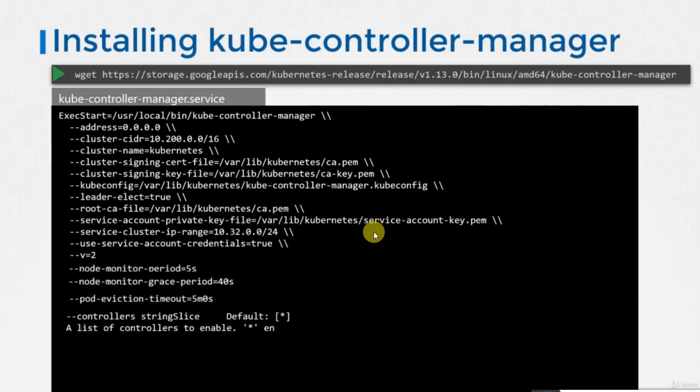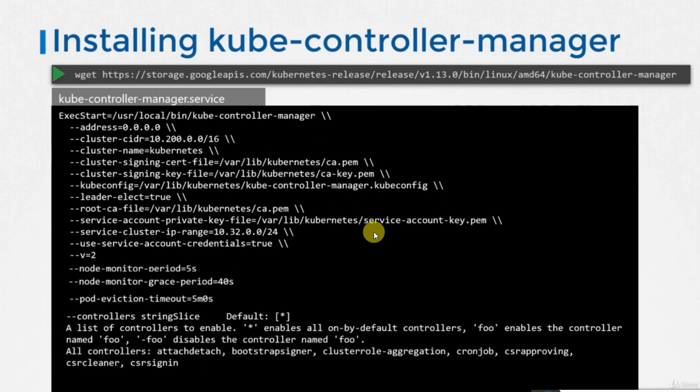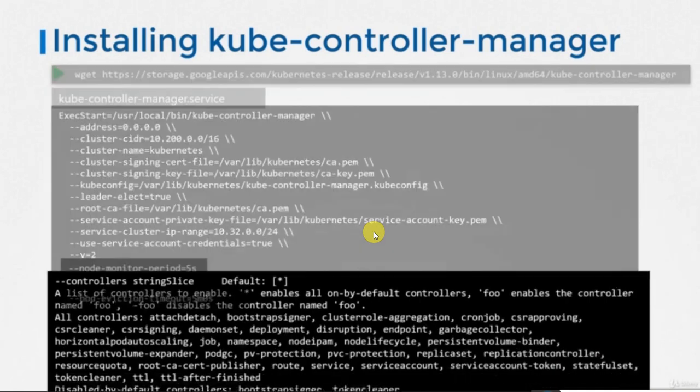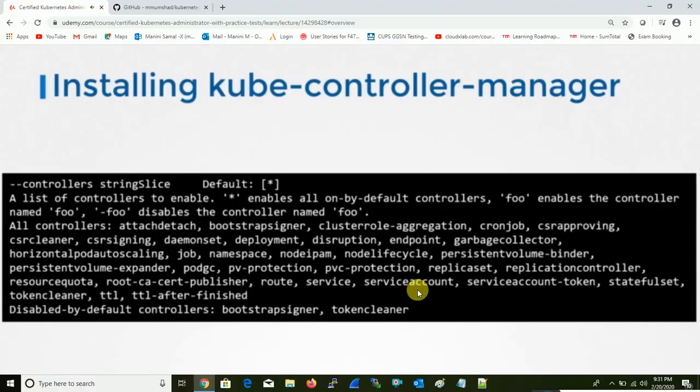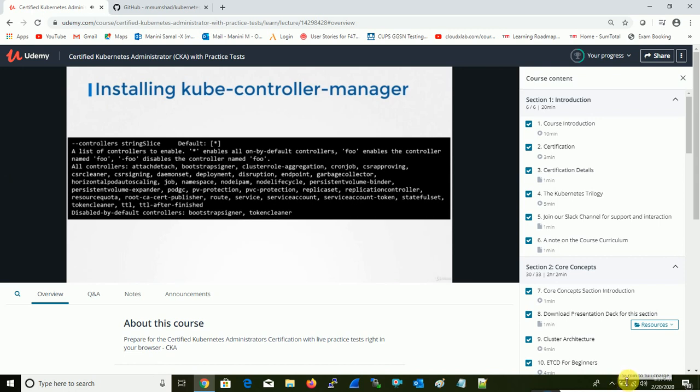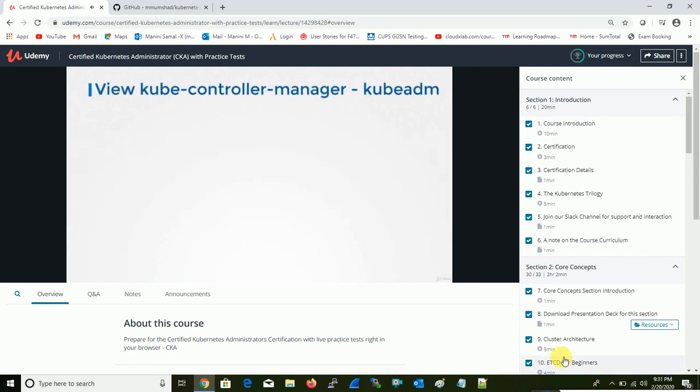There is an additional option called controllers that you can use to specify which controllers to enable. By default, all of them are enabled, but you can choose to enable a select few. So in case any of your controllers don't seem to work or exist, this would be a good starting point to look at. So how do you view the kube-controller-manager server options?